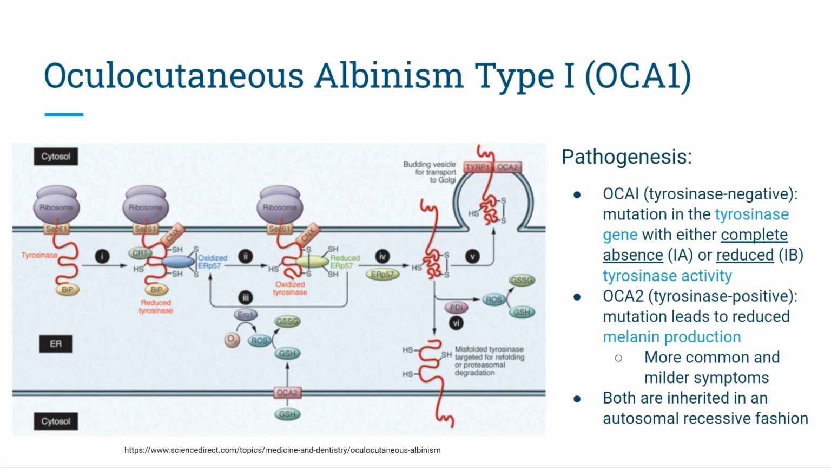You can also have OCA2, where the mutations reduce melanin production. So you often see some milder symptoms with that. Both of these are recessive.